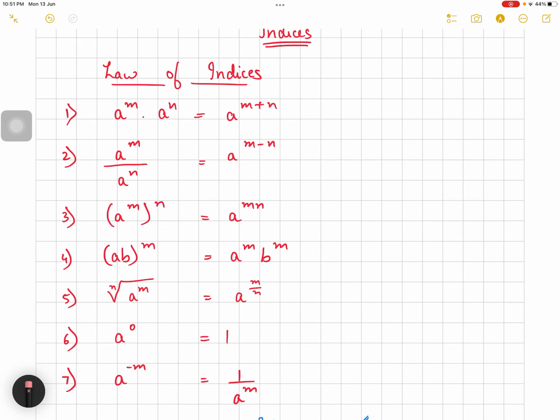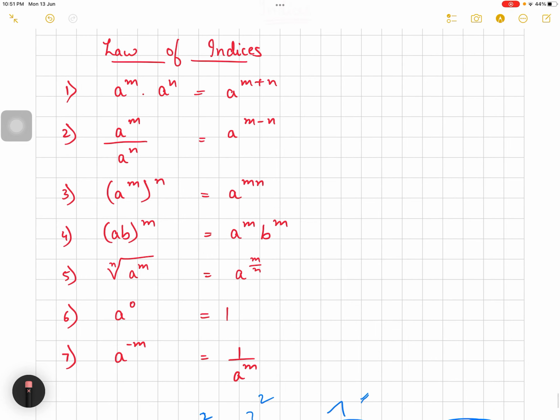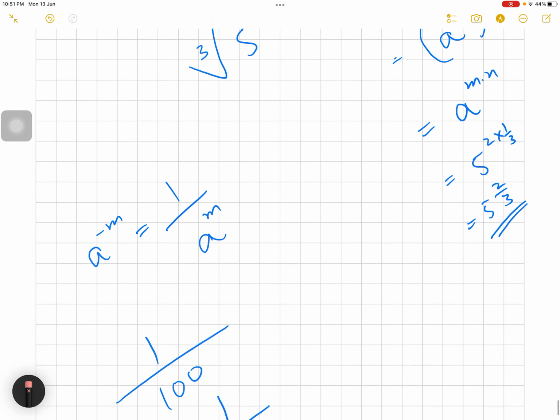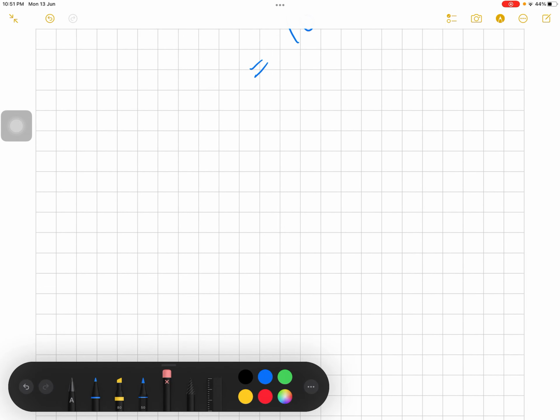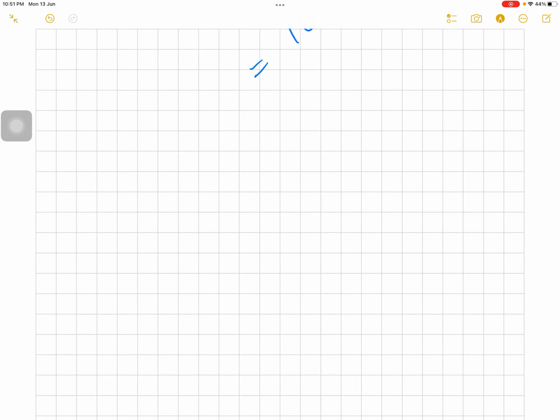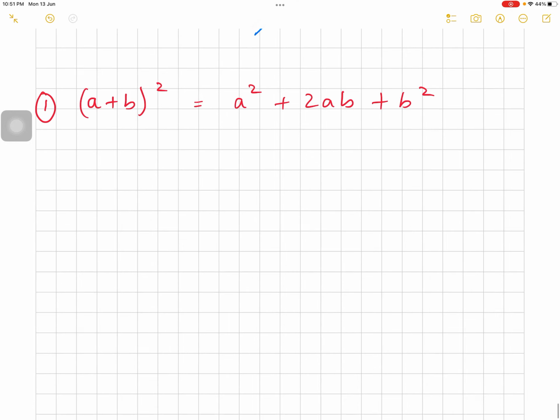Now, before starting with the problems, some formulas you must know. I'll write all the formulas which I'm sure you have already studied when you were in school. Now, a plus b the whole square. What is the formula? A square plus 2ab plus b square. This is the first formula. Do you want to know how it is derived? It's not important though. I'll just show you how we came up with this formula.